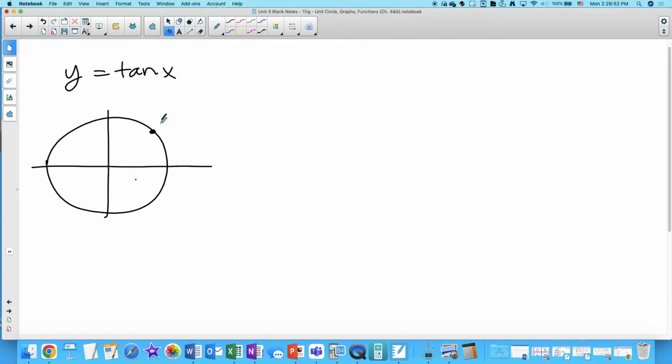So if we're on a point on the unit circle, the radius is 1. The height of that point is the y-coordinate, and the horizontal distance is the x-coordinate. So the tangent of this angle theta is equal to y over x.